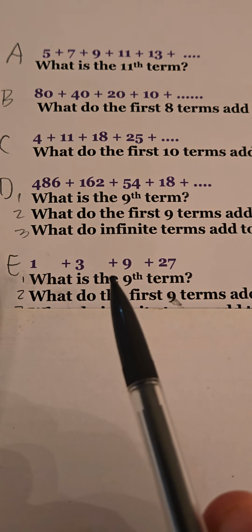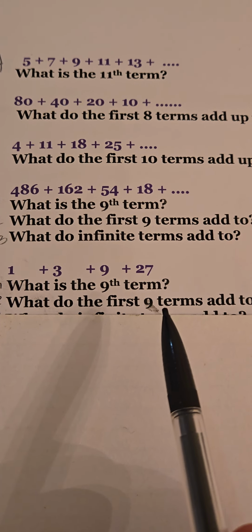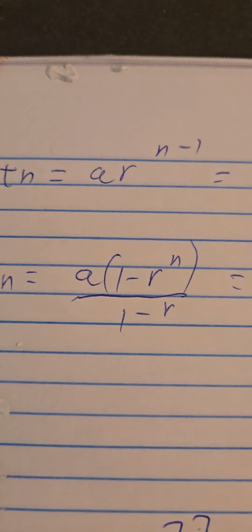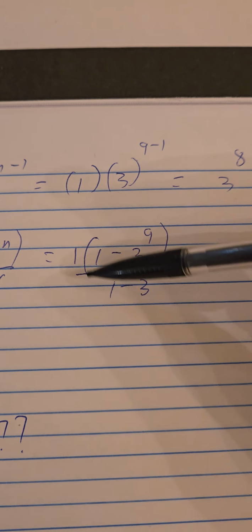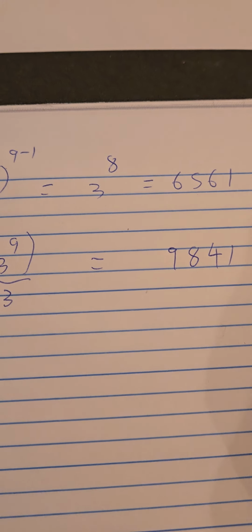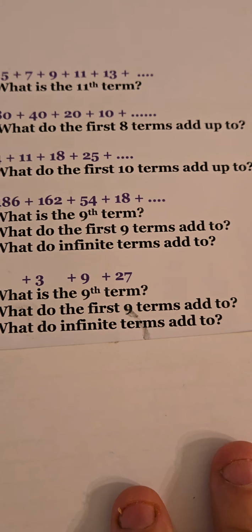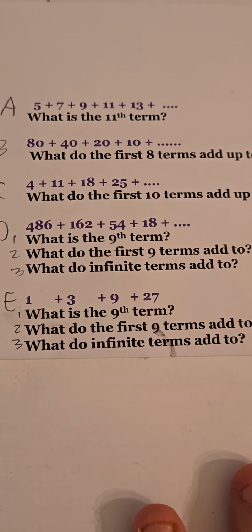Now, there's also an E2. What do the first 9 terms add up to? That's geometric. We use a formula for adding up the terms. That's the formula. We plug in for A equals 1, R equals 3, and N equals 9. So we plug those numbers in, and we simplify. And what does that give us? 9,841.